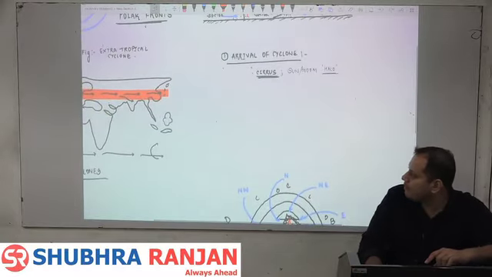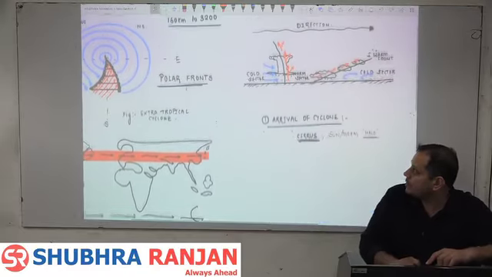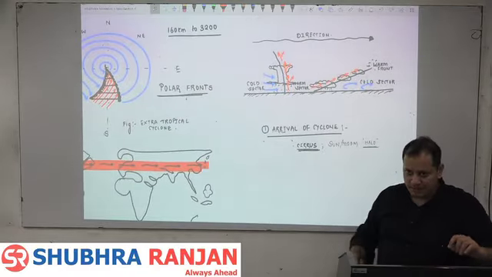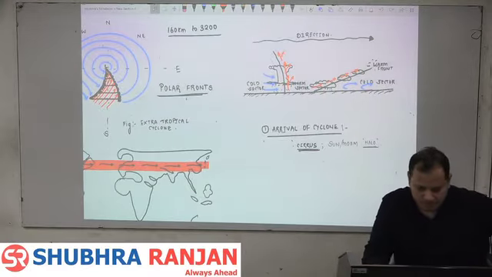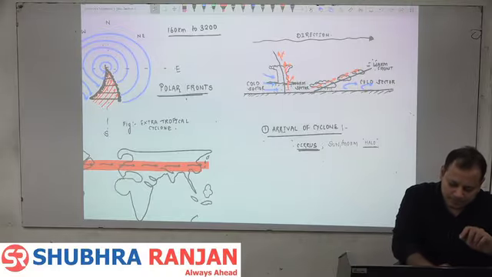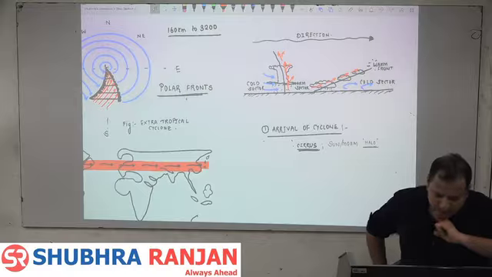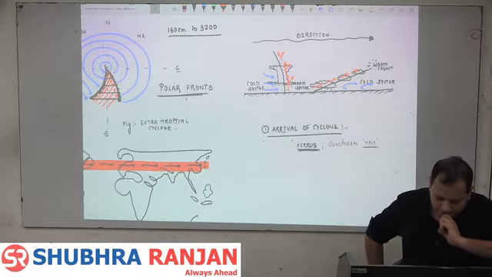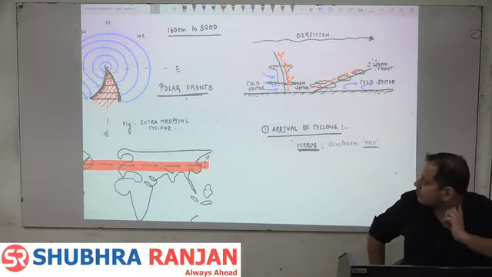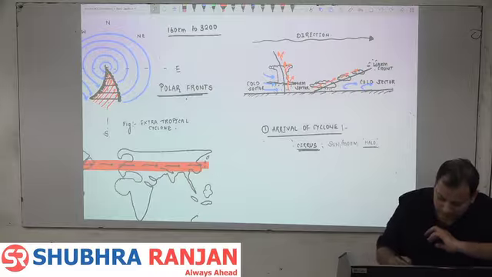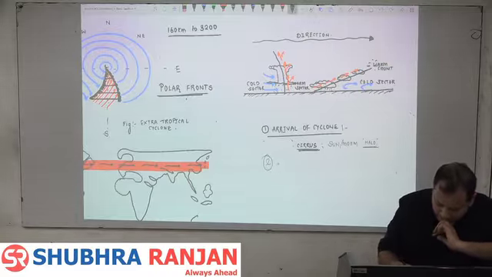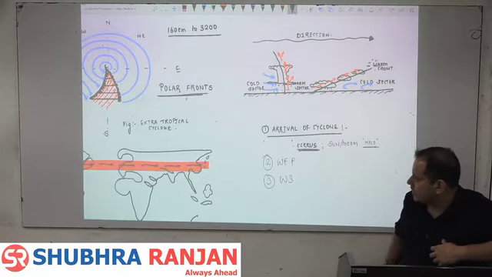Next क्या आएगा? What will come after this? Warm sector. Temperature increases. There is sudden change in the wind direction.